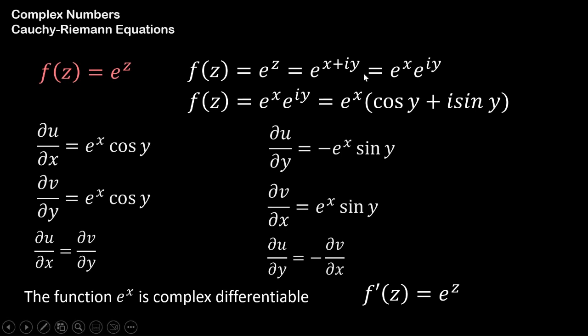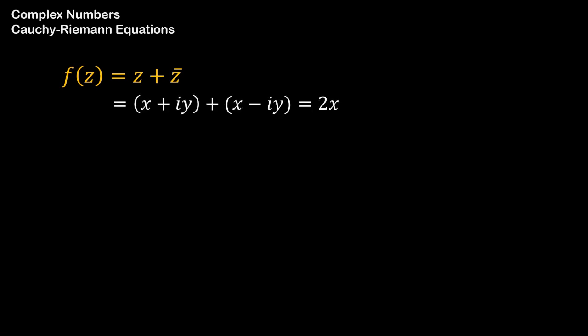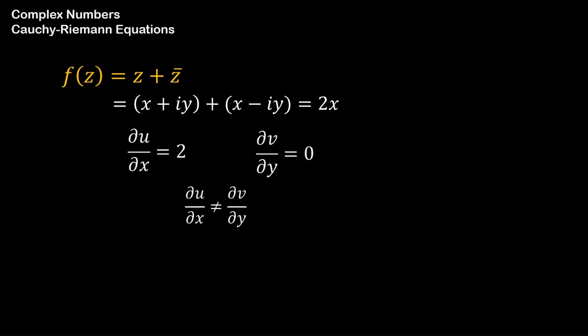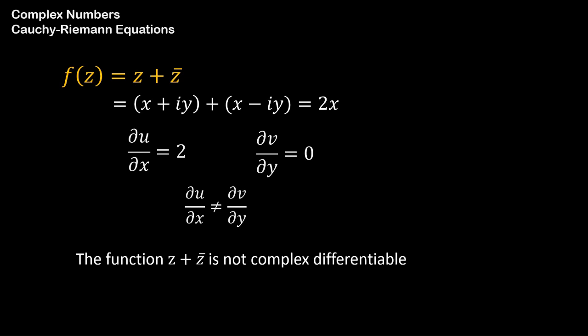Next example, f of z is given as z plus z bar, equal to x plus iy plus the quantity x minus iy. So their sum will be 2x. Taking the partial derivative of u with respect to x, that would be equal to 2. And the partial derivative of v with respect to y is equal to 0. Therefore, the function z plus z bar is not complex differentiable, as we did not meet the Cauchy-Riemann equations.